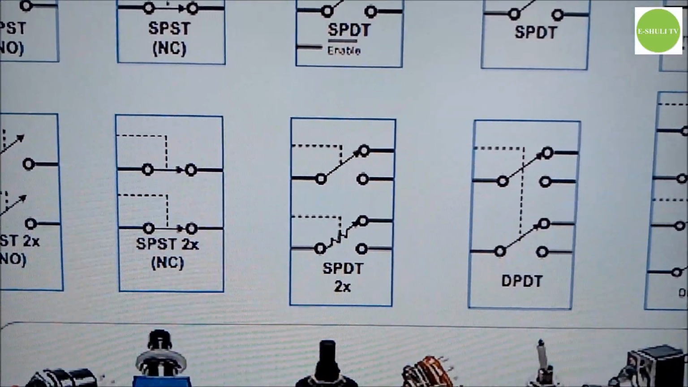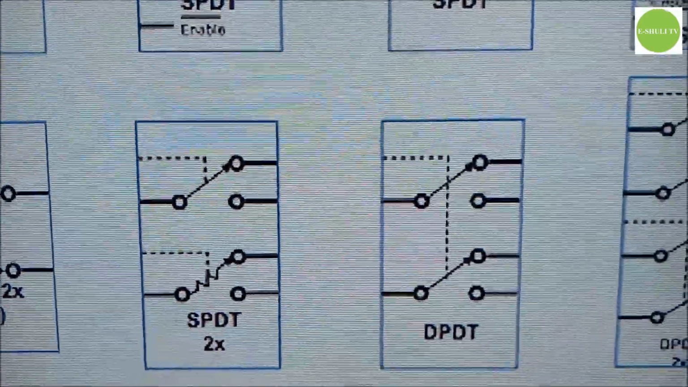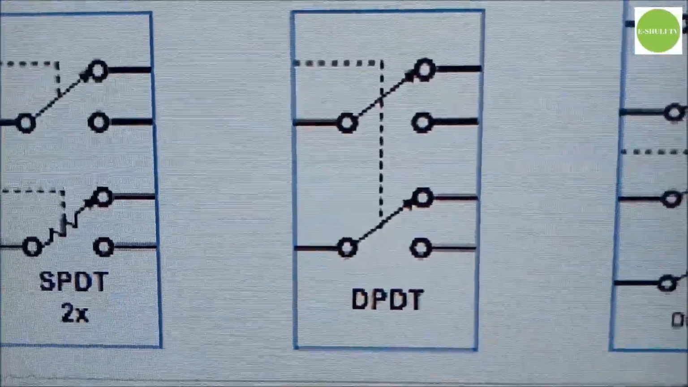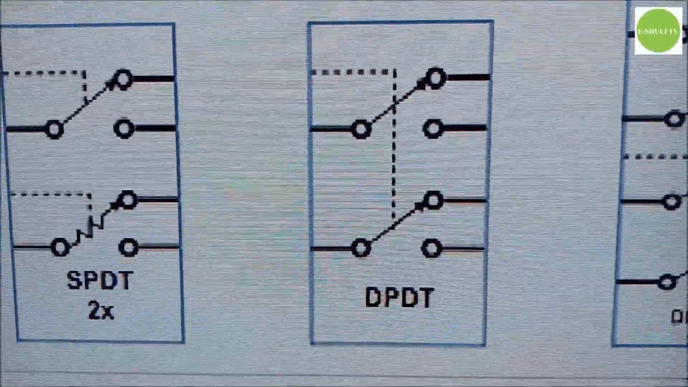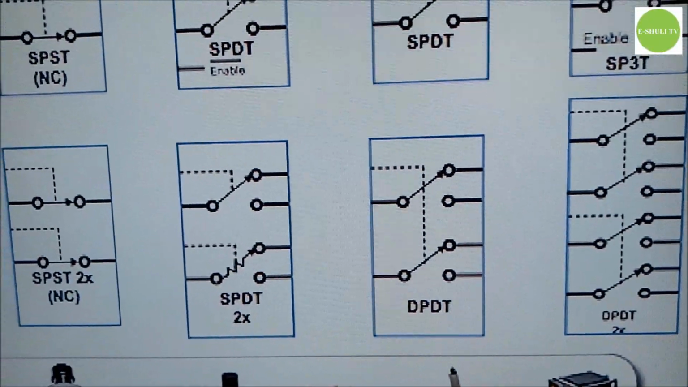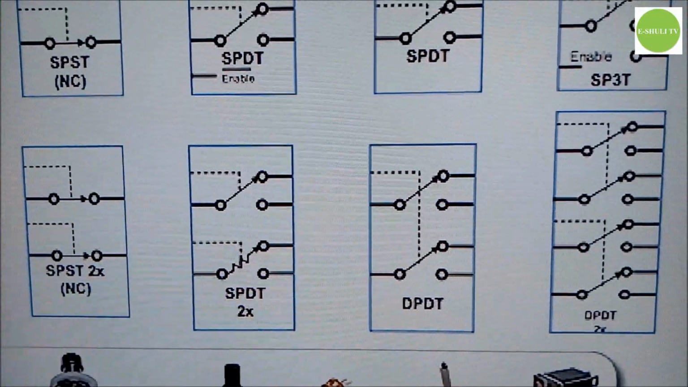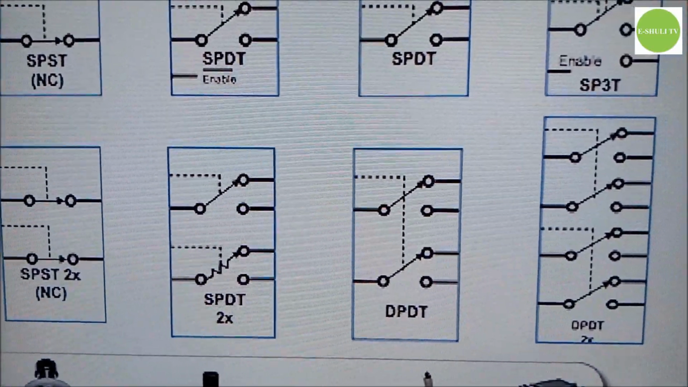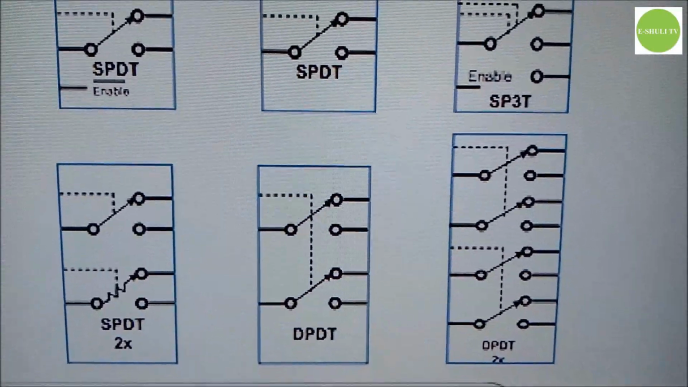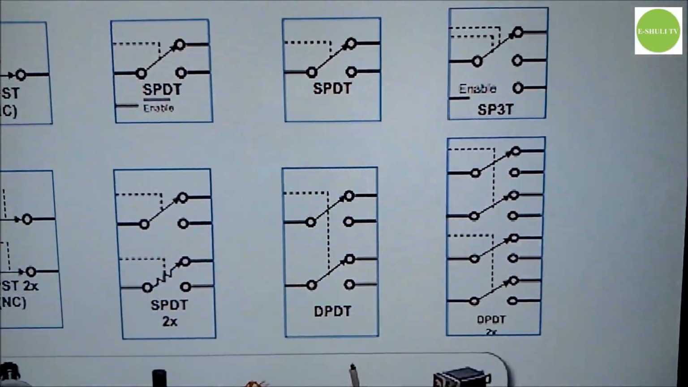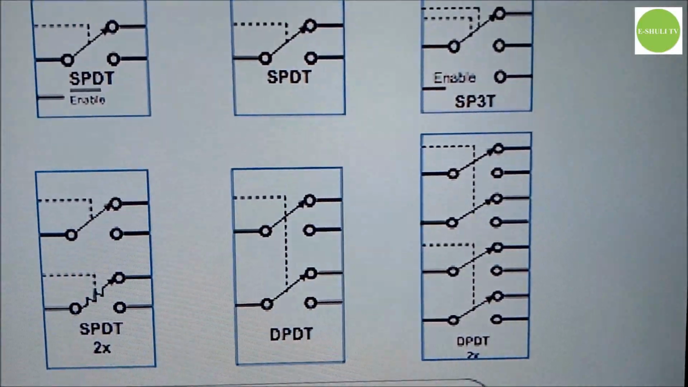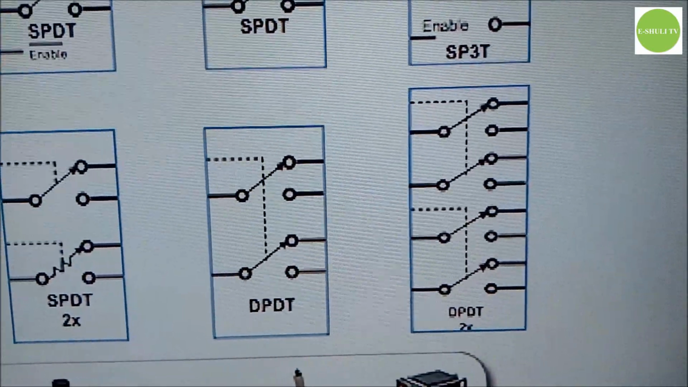You see, even the last function is double pole double throw, times 2. Let us see, 1 2 3 4 5 6 7 8. It has 4 poles and 8 throws. It means it can produce output in different positions.